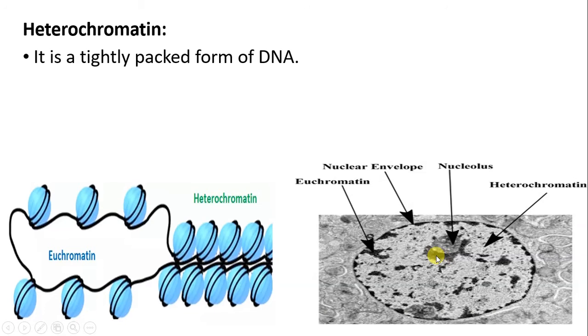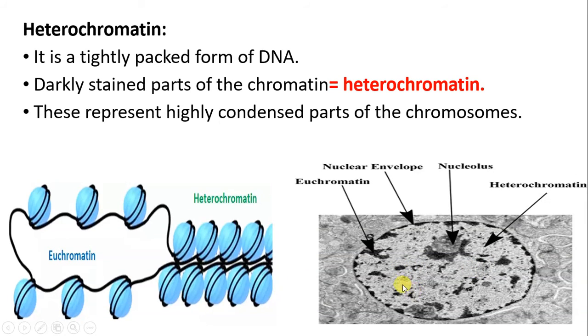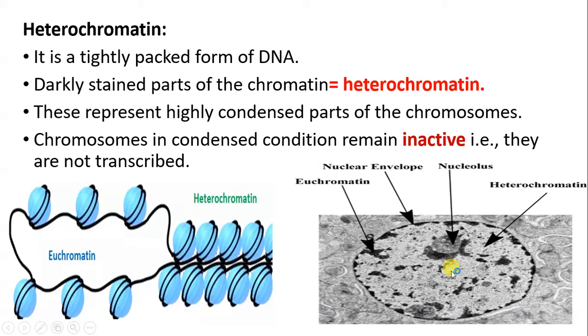So here in heterochromatin, you can see the darkly stained structures. These are heterochromatin, and here the DNA along with the histone protein is tightly packaged, and the dark stained part of the chromatin is the heterochromatin. They represent that the DNA is in a very condensed state. It is also seen in the chromosome, where the condensed state is seen.